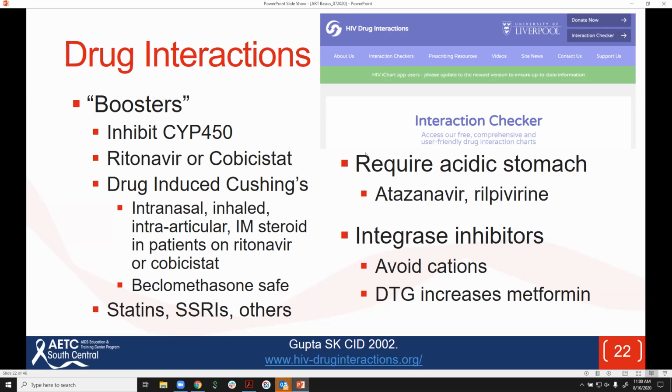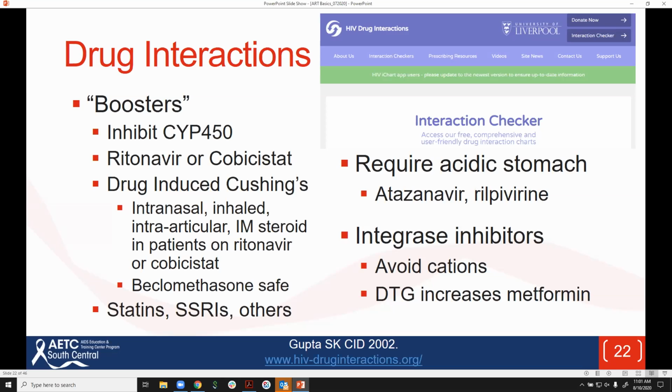Some medications require an acidic stomach. So the protease inhibitor atazanavir and the NNRTI rilpivirine require that acidic stomach, so we do not use them with a proton pump inhibitor. The integrase strand transfer inhibitors can chelate with cations. So this is where finding out about over-the-counter medication is so important.